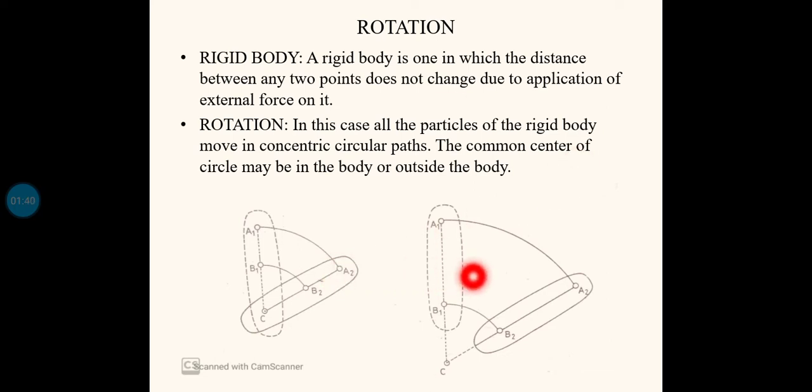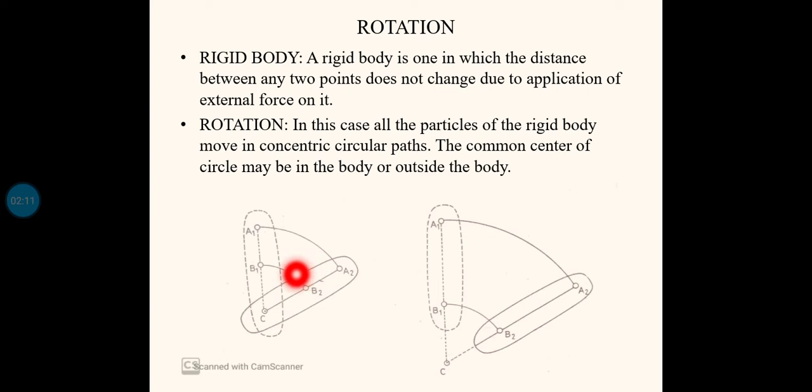These two figures are examples for rotation. In this case, all the particles of the body move in a concentric circular path. You can see the particle B1 is moving along this concentric circular path. It is moving from B1 to new position B2 along this curved path, and the center of rotation is at C. And A1 is moving along this curved path. The curved path may be different, but it is moving along a concentric path. There will be a common center of rotation for all the particles.